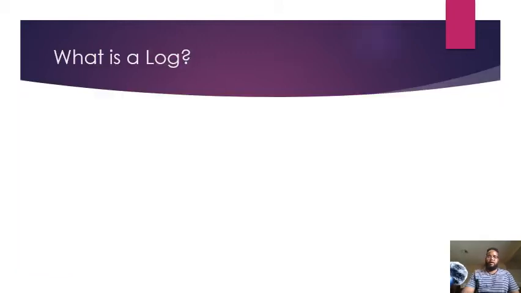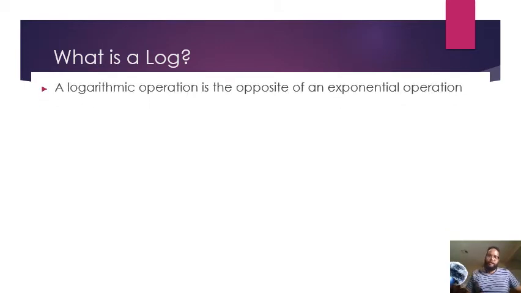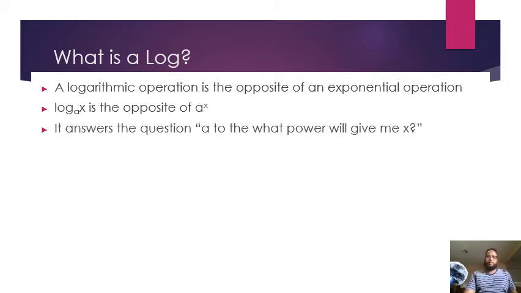So first of all, what is a log? A logarithmic operation is the opposite of an exponential operation. So just like the square root is opposite of a square, how it undoes a square, a log undoes an exponential operation. Log base a is the opposite of a to the x. So if I did log base a of a to the x, I would end up with just x. They undo each other. If I had a to the power log base a x, they're opposites, they would cancel out, I would just end up with x. It answers the question, a to the power what will give me x?